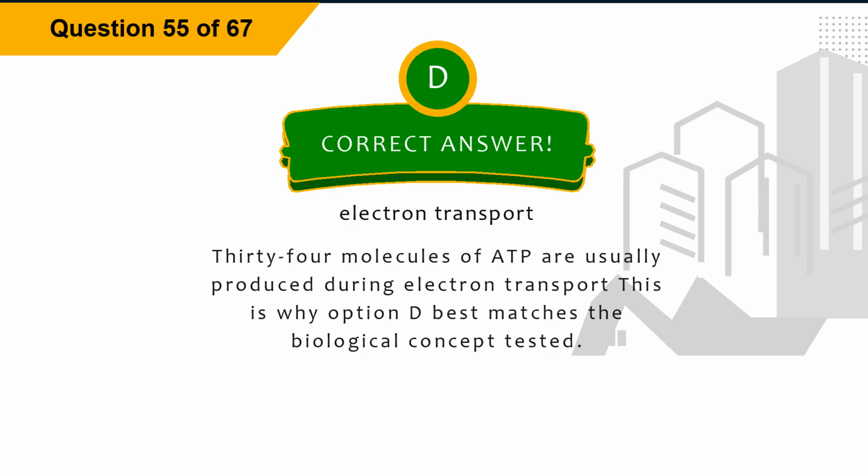Explanation. 34 molecules of ATP are usually produced during electron transport. This is why option D best matches the biological concept tested.